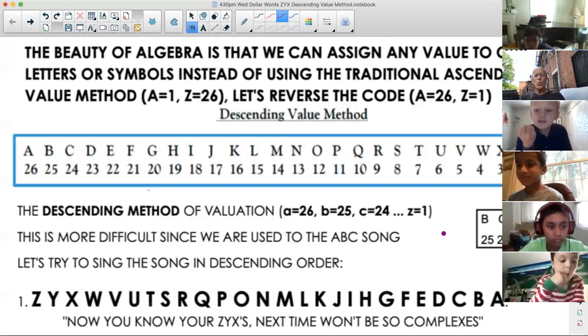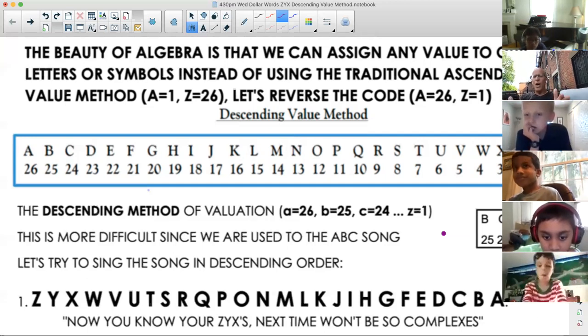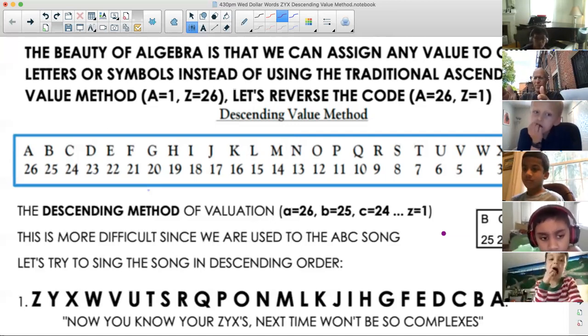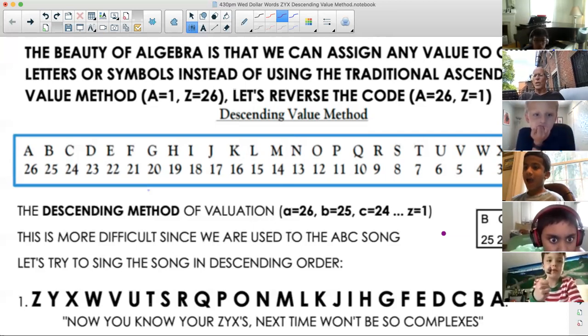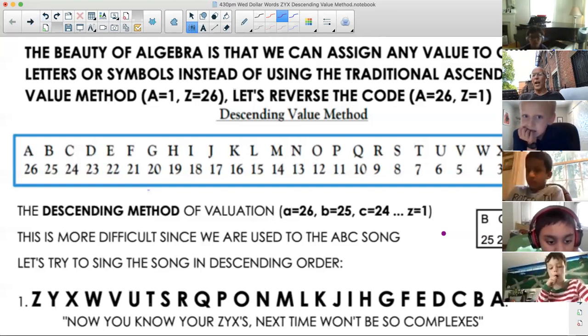Now, guys, you wouldn't believe it, but I did an analysis of all the words in the English language that follow the ascending ABC method. There are 900 words where A is one, B is two, C is three, and they add up to exactly 100. In the descending method, there are 1,300 words. Can you guys hear that? 1,300 words.